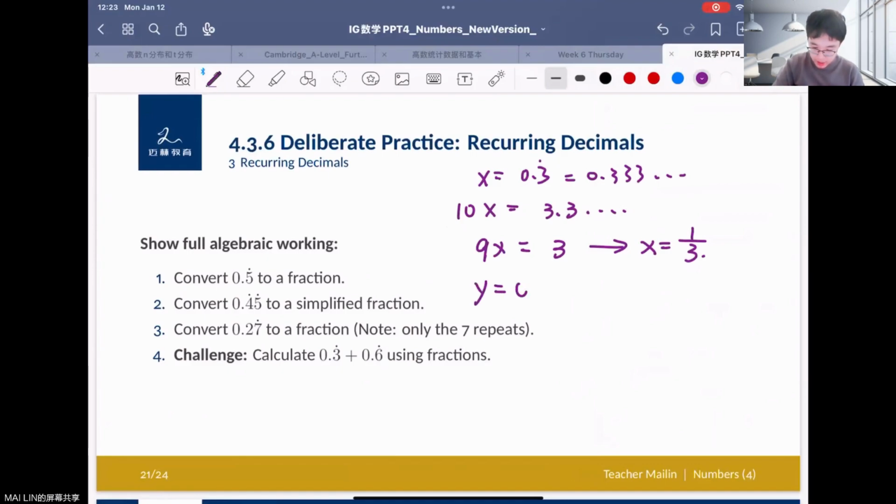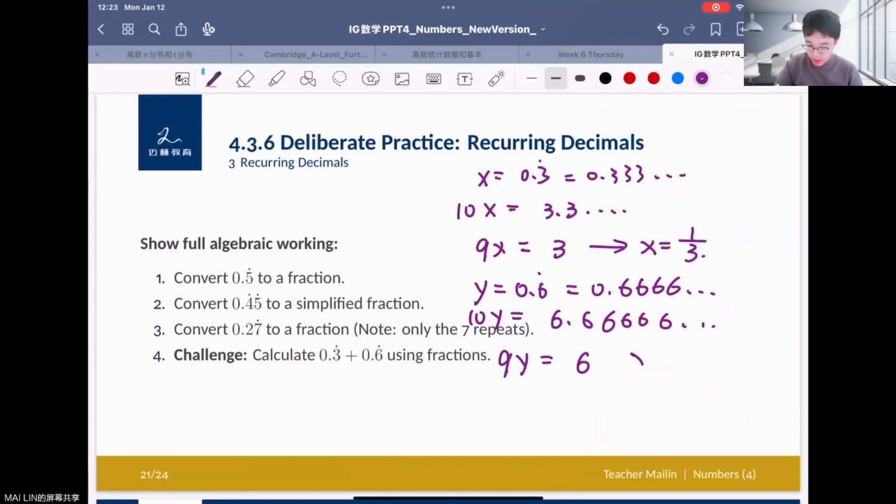For y equals 0.6 recurring, you can write it as 0.666, a lot of 6s after this. Then you can times 10, so 10y equals 6.666 and so on. Then use 10y minus y equals 9y, which is only 6 after this. So y equals 2 over 3. After switching x and y into fractions, you can add them together. So 0.3 plus 0.6 equals 1 over 3 plus 2 over 3, and the answer is 1.